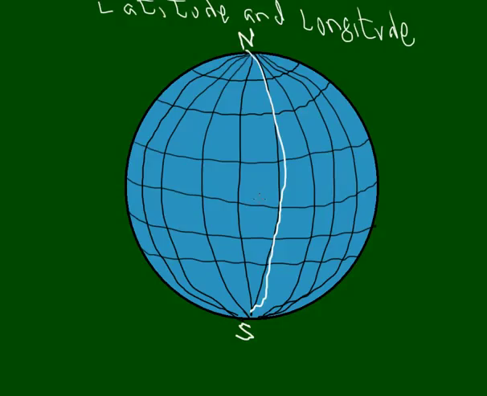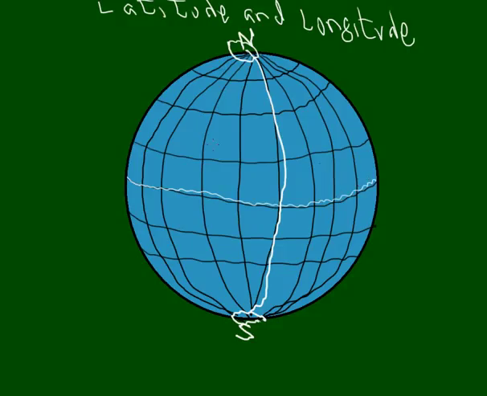And all longitude lines run from the North Pole to the South Pole, which means essentially that they converge up here at the poles. All of these longitude lines converge at the poles. But the latitude lines, they don't converge. I'll just outline this latitude line here.